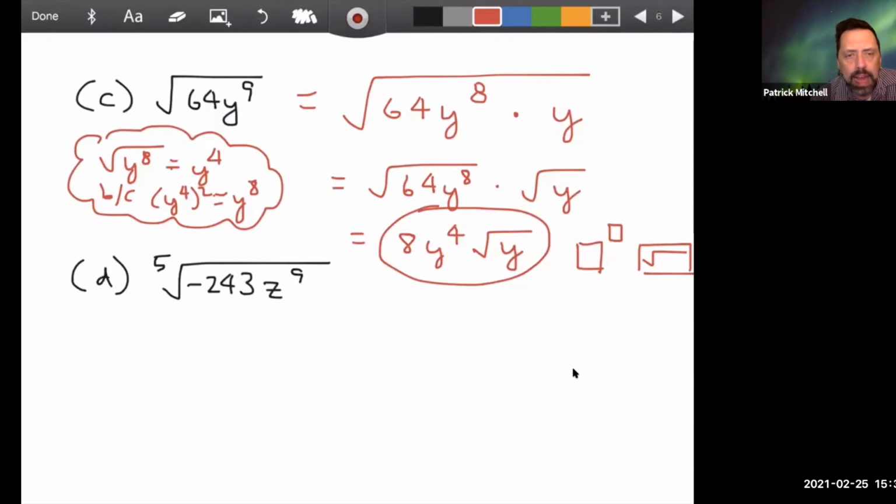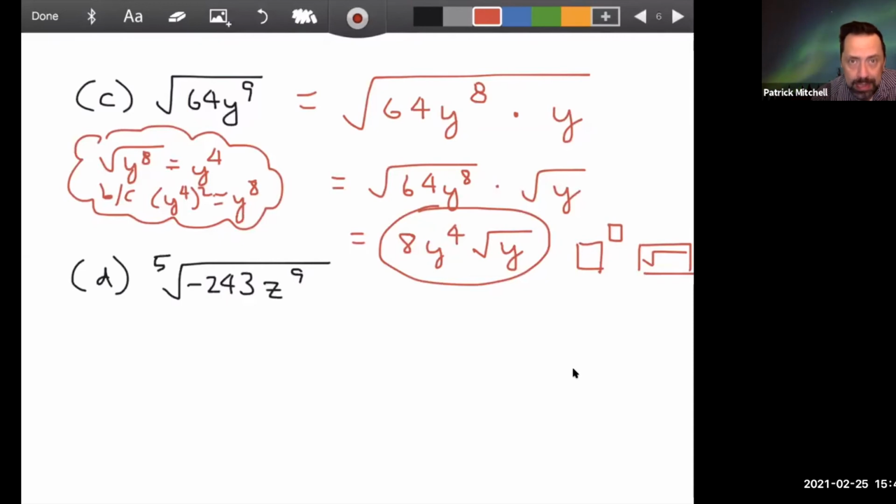All right, and the last example in this batch, we're going to simplify the 5th root of negative 243z to the 9th. So this is where you might want to go to your, I'm calling it a handout. It was really a slide in 10.1 with all of your perfect nth powers less than 1,000.